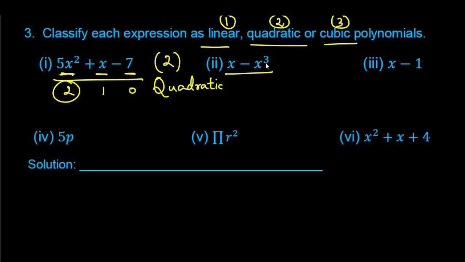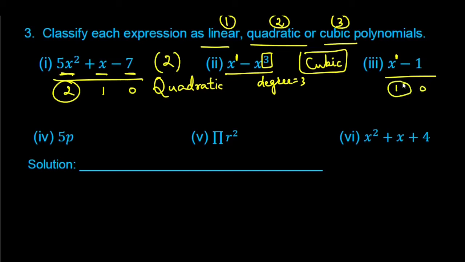Second one, x minus x cubed. Here we have exponent 3. Here it is 1. Degree is 3. As degree is 3, this is called a cubic polynomial. Here x minus 1. The degree of this polynomial is 1 because the exponent here is 1 and the degree for the constant term is 0. So the degrees of the terms are 1 and 0. The highest is 1. So the degree of this polynomial is 1. So this is called a linear polynomial.